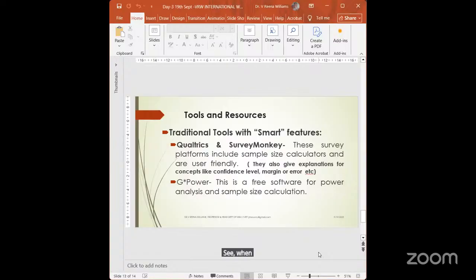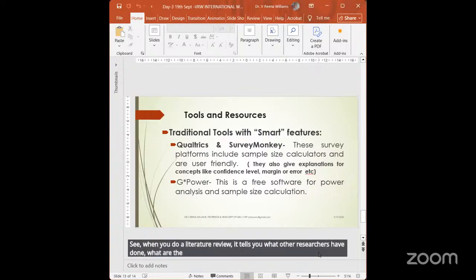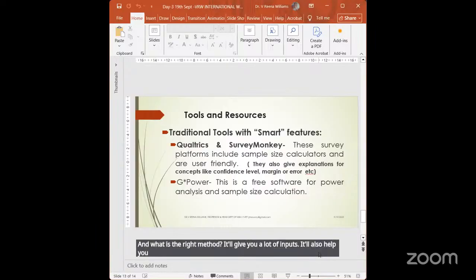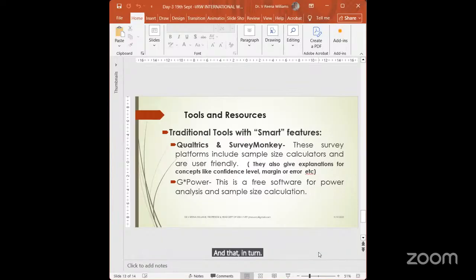See, when you do a literature review, it tells you what other researchers have done, what challenges they have faced, and what is the right method. It will give you a lot of inputs. It will also help you identify the objective of your study. So that will help you identify what kind of respondents you require, and that in turn will help you know what your sample size is. That is what I meant.